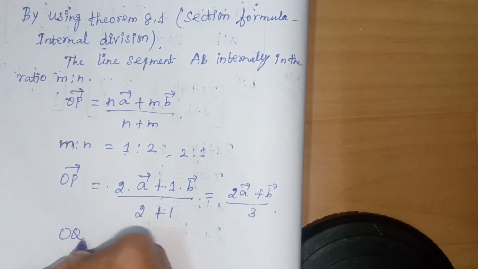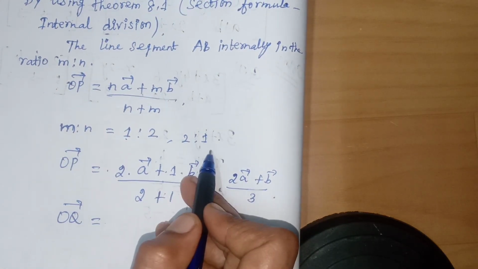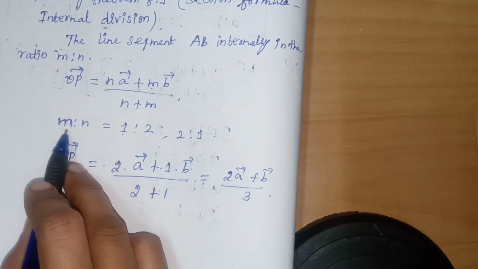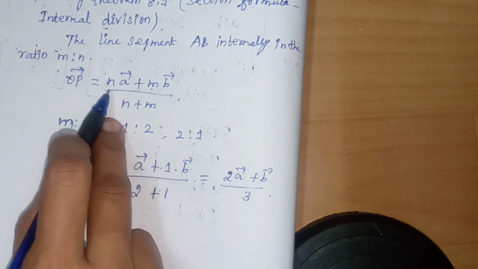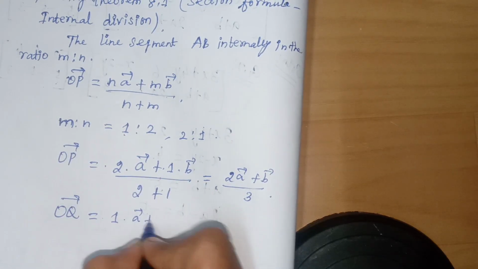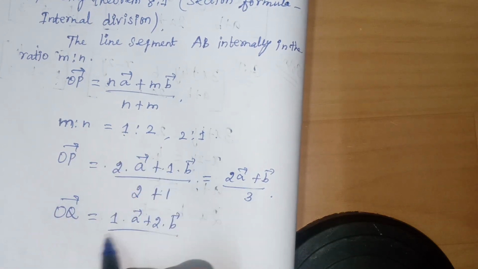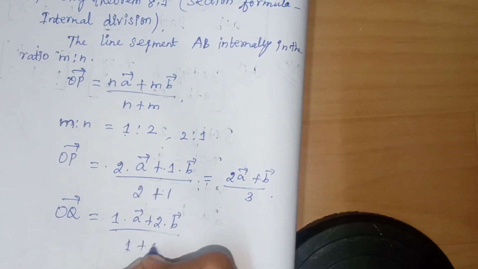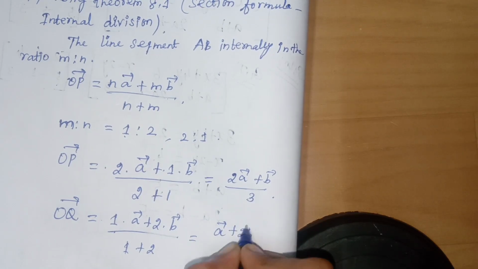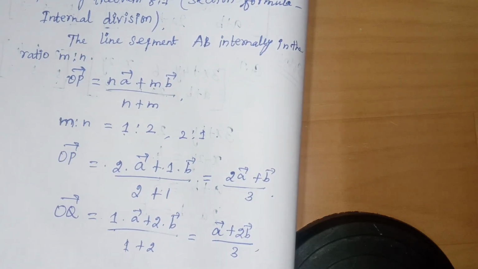Next step, OQ vector. For OQ vector we take the ratio 2 is to 1. Okay. 2 is to 1 means M is 2 and N is 1. So N is 1: 1 into A vector plus 2 into B vector divided by 1 plus 2, equals (A vector plus 2B vector) divided by 3. 1 plus 2 is 3. Okay.